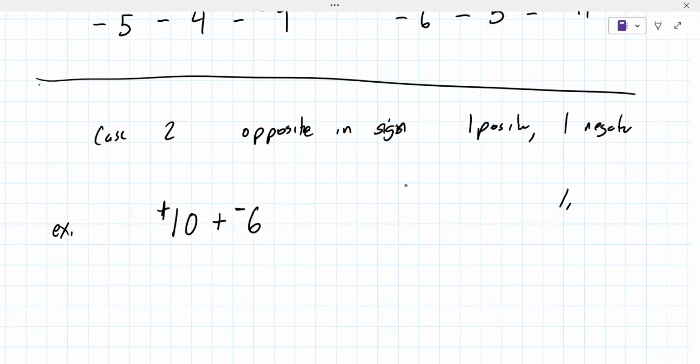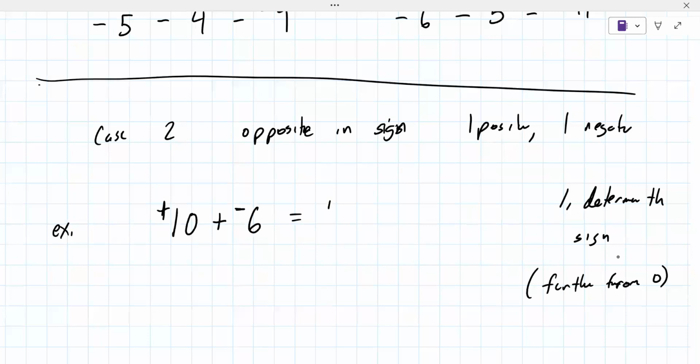So step number one is you actually have to determine the sign, whether it's positive or negative. Now, the way you determine the sign is you have to determine which number is further from 0. So it would be 10. And so we know that the answer is positive. You first determine the sign. Second is you take the larger and subtract the smaller without the sign.